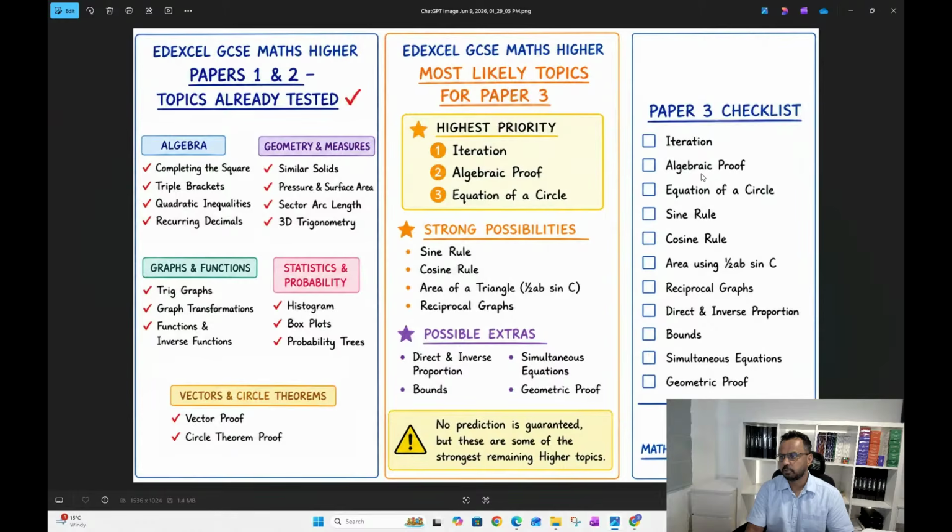Iteration, algebraic proof, equation of a circle, x squared plus y squared equals r squared, sine and cosine rule, half ab sine c. These are classic paper 2, 3 content, obviously. Direct and inverse proportion, bounds, simultaneous equations, geometric proof, all that, right? That is very likely.